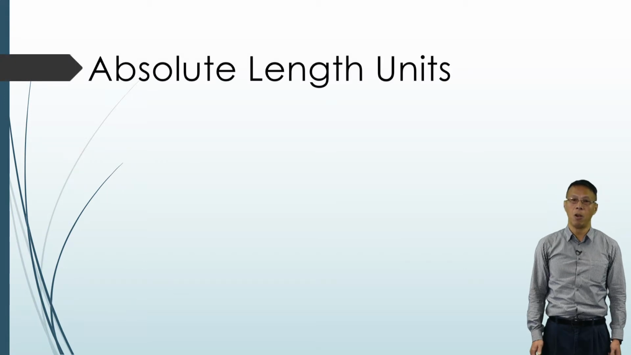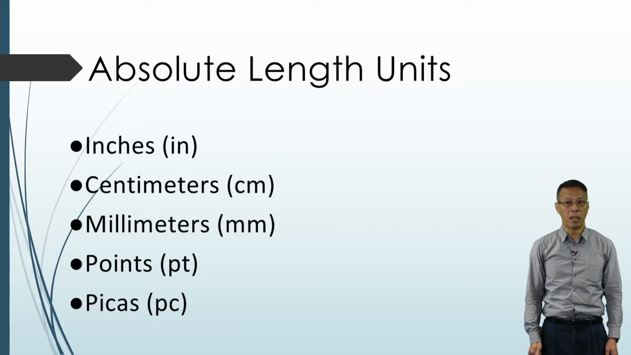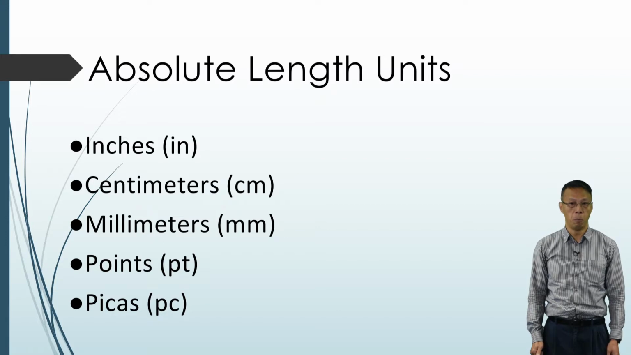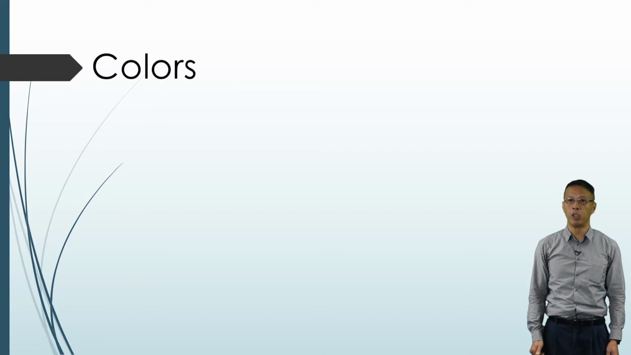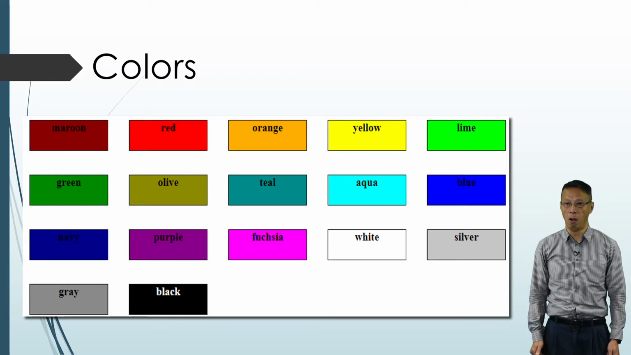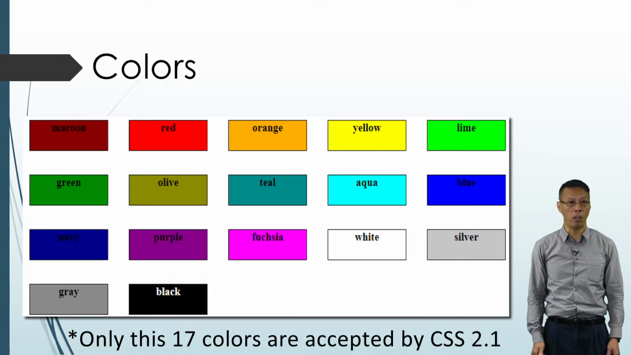Now in CSS, we can also have absolute length units here. Obviously, we can specify them in the measurements that we are familiar with, like inches, centimeters, millimeters, points, and pixels. We are also very interested in specifying colors. We can have red, maroon, orange, yellow. All these colors are available, or even more. Then we can look into how to specify the actual values of the colors.